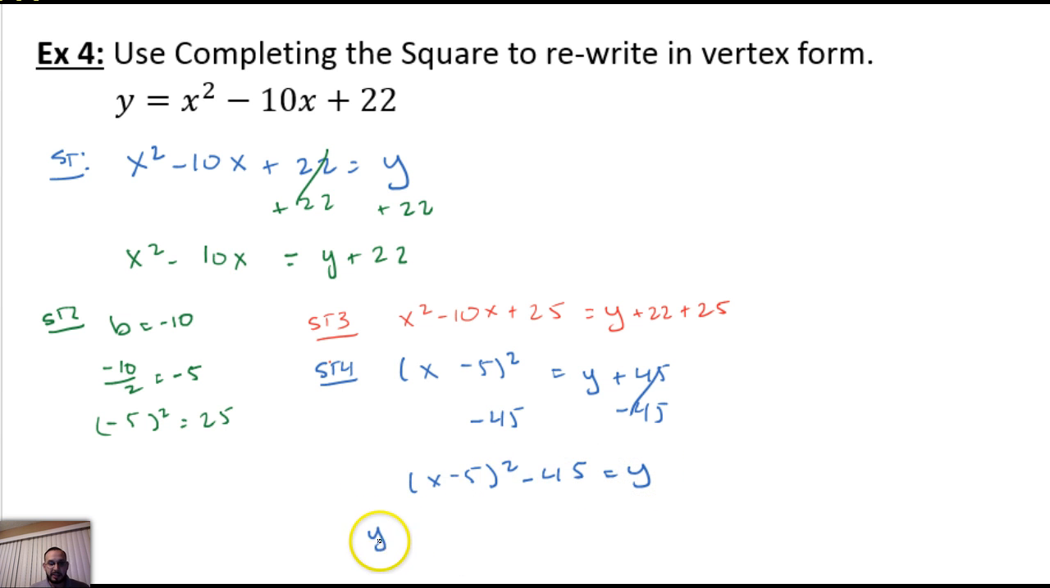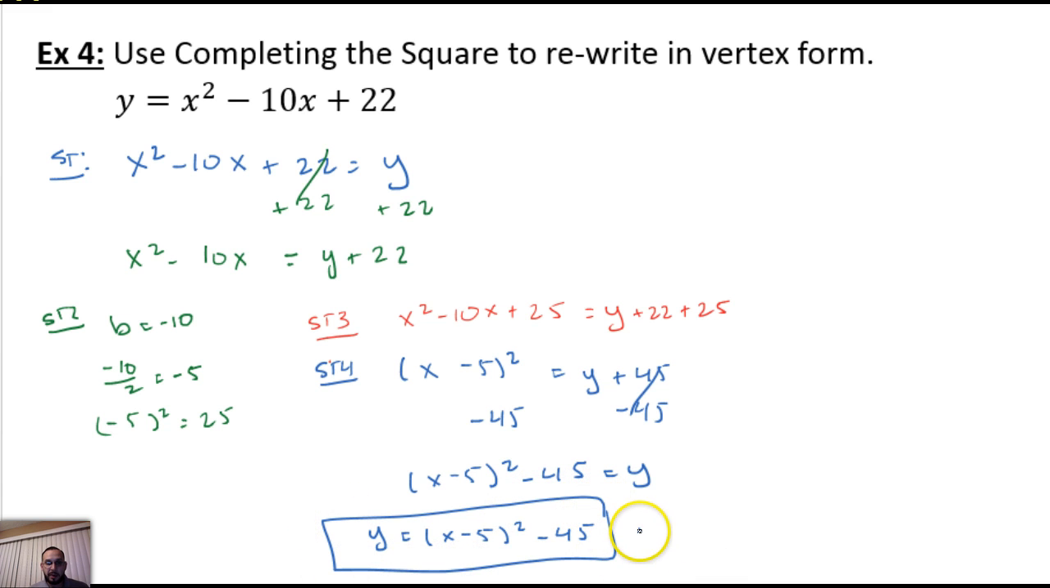It's the same exact solution, but I know that we're more comfortable writing it this way. So there is our vertex form. If I want my vertex, I know that I can graph this thing at (5, -45). That is my vertex. So again, we can actually get this by using those 5 steps for completing the square.